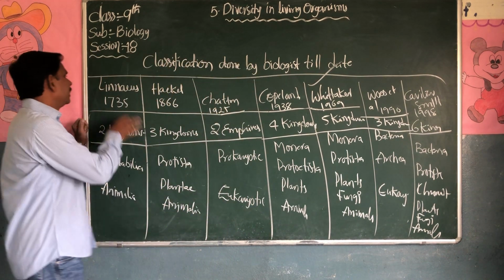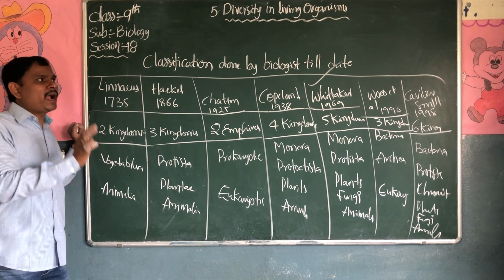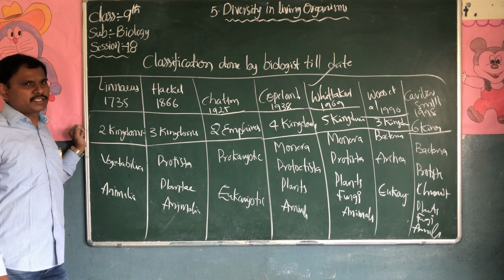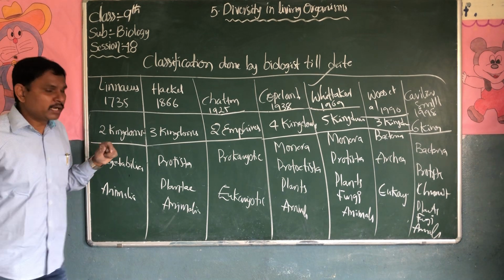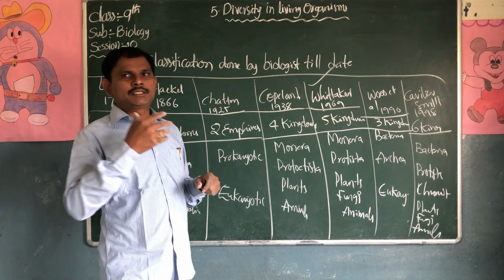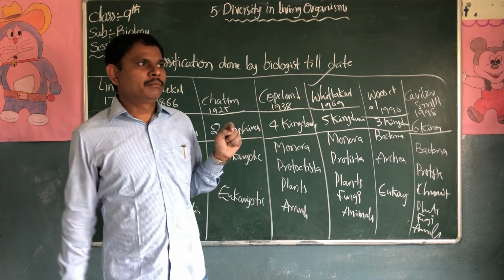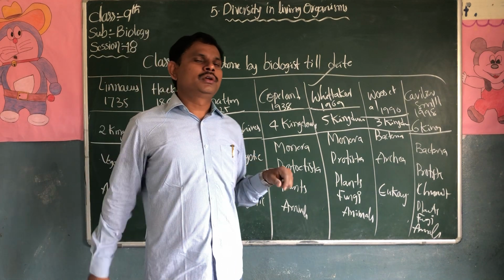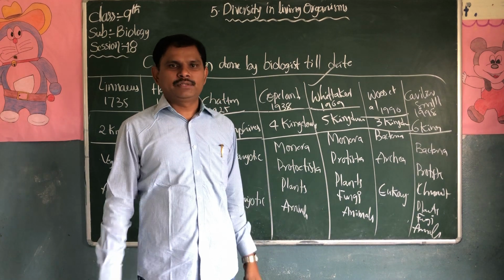Now come to Linnaeus, the one who first classified. The classification was first done by Linnaeus in 1735. He divided 2 kingdoms: one is plants and another one is animals. We know that plants cannot move, and animals are a different group. So he divided plants as different groups.